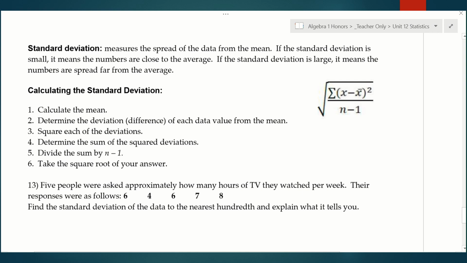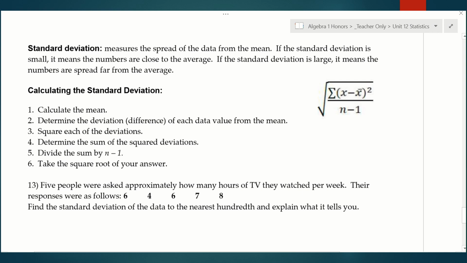Okay, so this lovely formula that you see here is the formula that you can use to calculate the standard deviation. The good news is you will not have to do that because your graphing calculator will do that for you. But if you're curious and you want to try this by hand, I have the steps here that you can do that. So it's super fun.